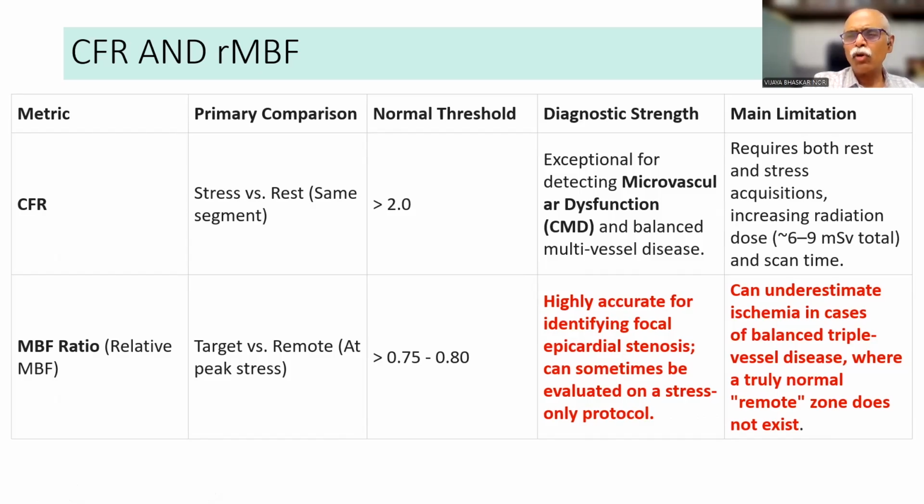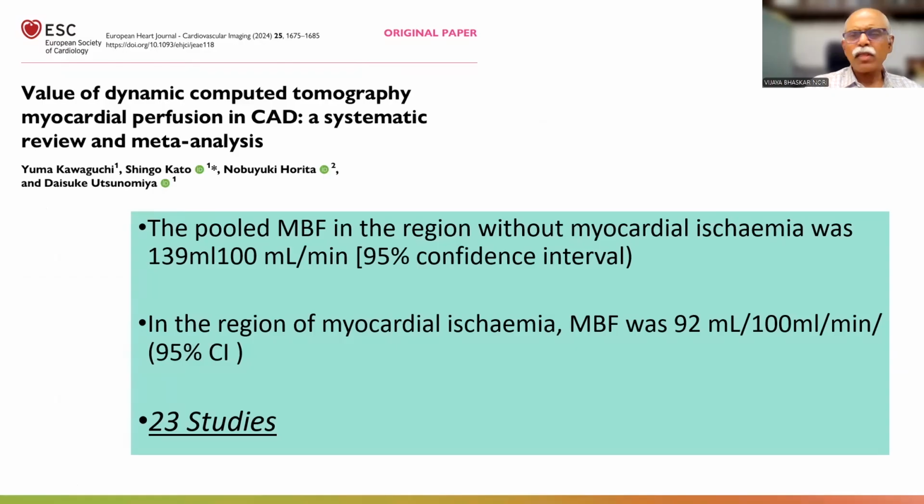Any absolute myocardial blood flow at stress less than 100 ml per 100 ml per minute is considered to be significant ischemia. Now, there's a pooled meta-analysis from 23 studies which shows that normal myocardial blood flow at stress should be more than 139 ml. To say it is ischemia, it is 92 ml. In stress, mind you, normal is more than 139 and abnormal is less than 32 to say it is ischemia.